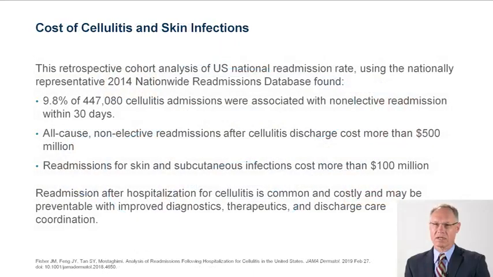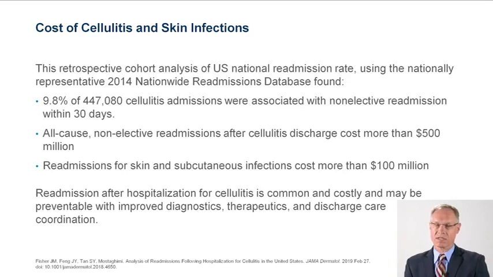The cost of cellulitis and skin infections was recently published in JAMA Dermatology in 2019. This was a retrospective cohort analysis of U.S. national readmission rates and utilized the 2014 nationwide readmission database. In this cohort, 9.8% of almost 450,000 cellulitis admissions were associated with non-elective readmissions within 30 days. This resulted in a total cost of more than $500 million for all-cause non-elective readmissions, and the readmissions for skin and subcutaneous infections cost more than $100 million.